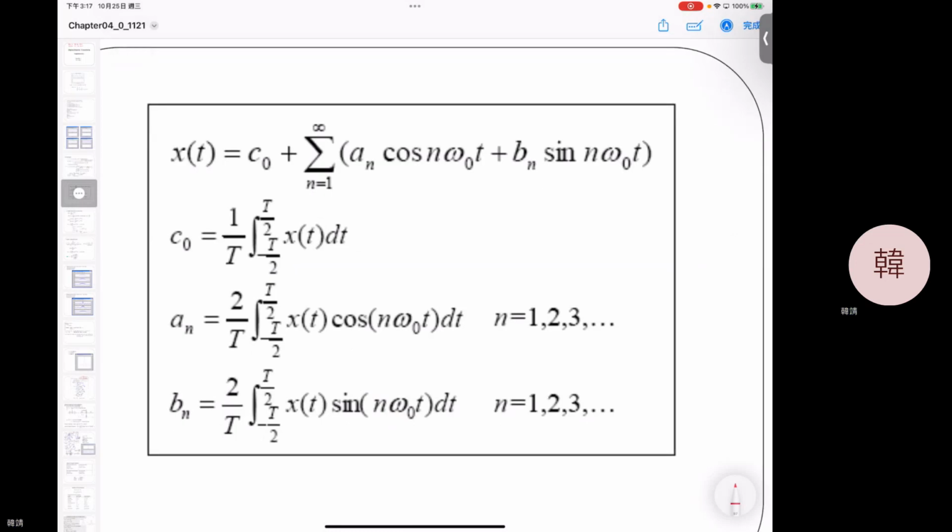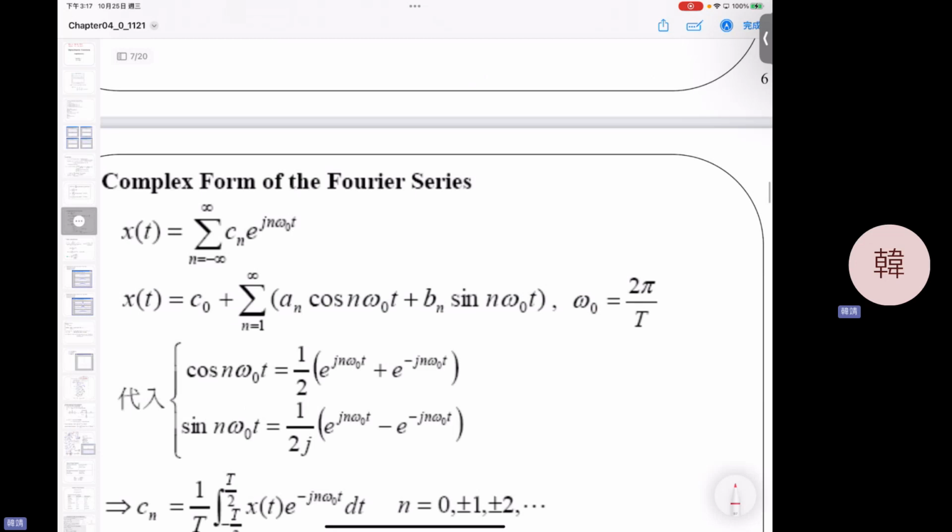This is the formula. Okay, so I can find out the C0. Actually, this is a DC component. So your signal, if its average is not 0, there must be some value of C0. If your signal average is 0, there is no DC value here, so C0 becomes 0. And An for the cosine component like this one, Bn like this one. So you can do this calculation to find out the size of every component.